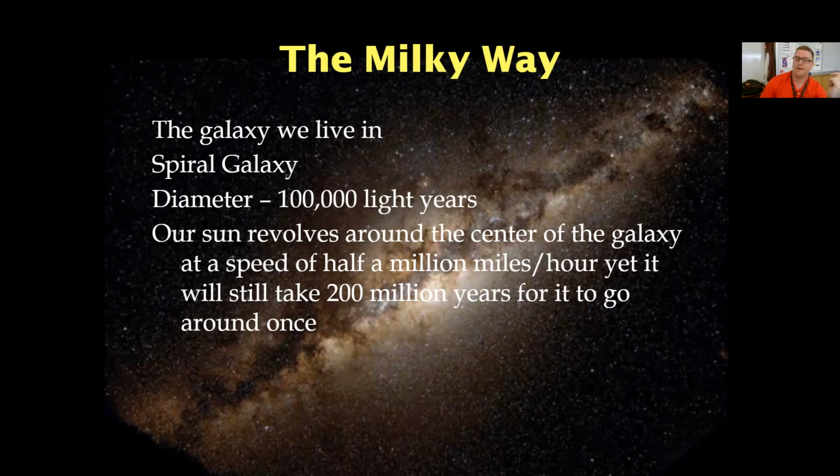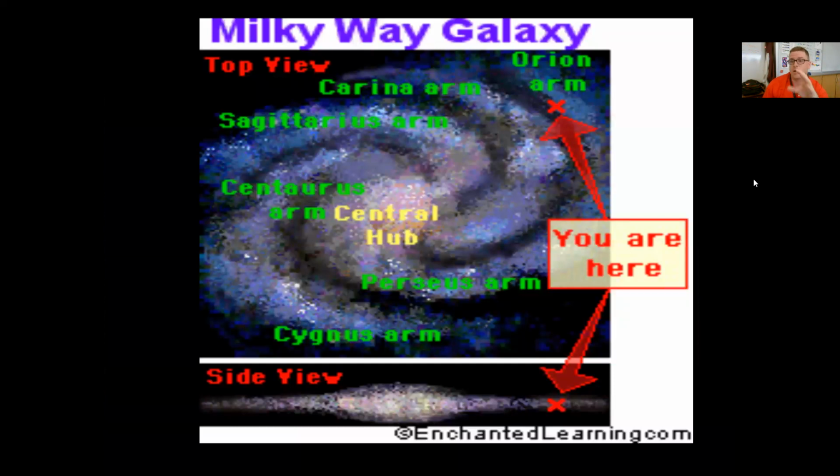Really, really far. Our sun revolves around the center of the galaxy at a speed of 500,000 miles an hour. That's really fast. Yet it's still going to take 200 million years to go around our galaxy one time. So that just shows, again, how massive it is. Here's an above view of the Milky Way and a side view. We're located on what's called the Orion Arm.